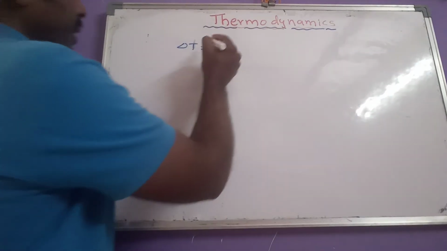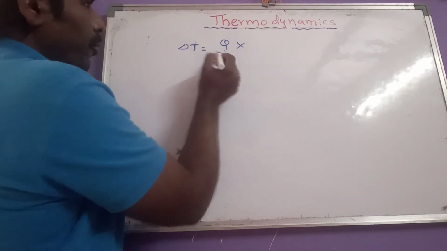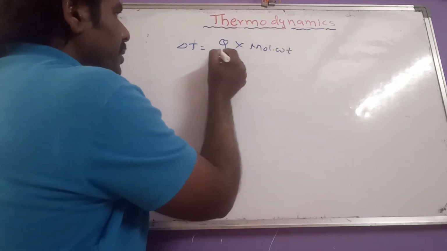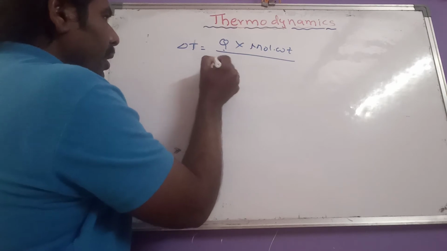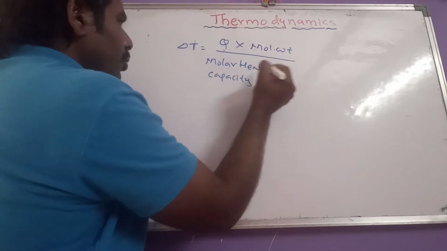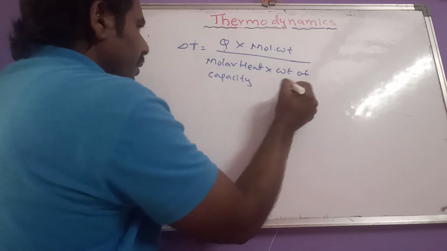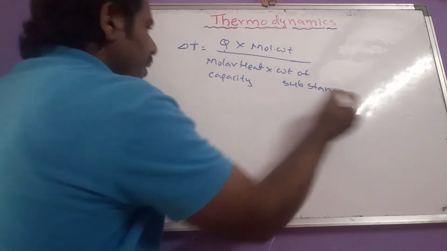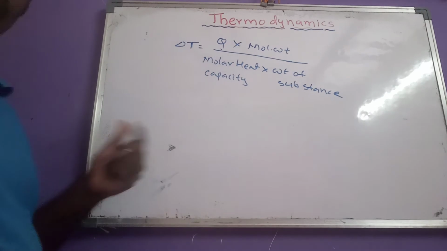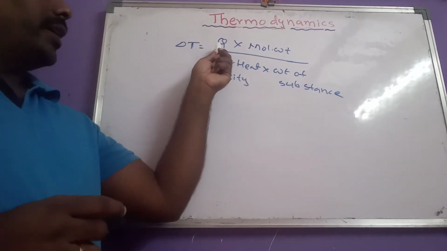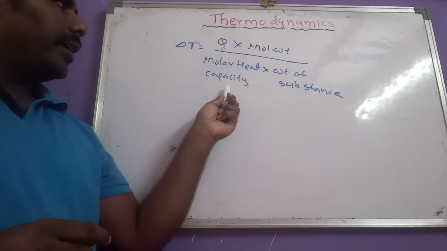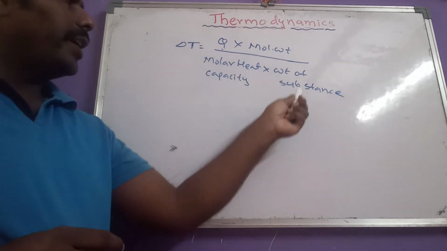Now what is the formula here? Q, the heat given to the substance, into the molecular weight of the substance, divided by molar heat capacity into weight of the substance. By using this formula, we can calculate by how much the change in temperature is. So delta T equals heat given into molecular weight divided by molar heat capacity into weight of the substance.